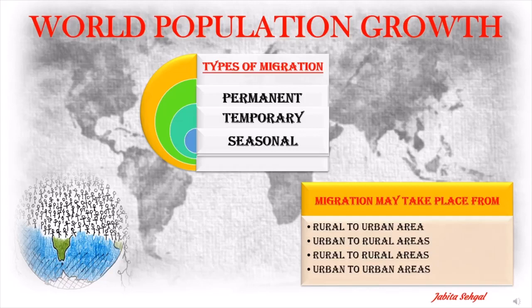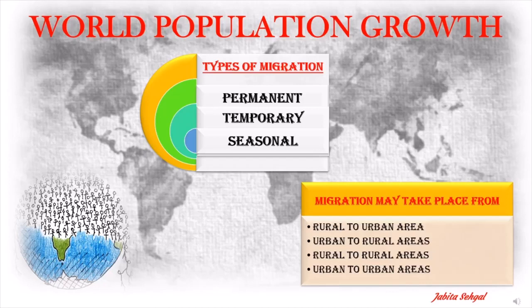Third is the seasonal migration. The migration which takes place for a specific period of time and the migrant returns back after some particular time period is called seasonal migration. For example, the landless farmers and poor laborers from Odisha, Bihar, and Uttar Pradesh migrate to Punjab, Haryana, and western part of UP and Delhi for working in the fields or in the factories to earn their livelihood.